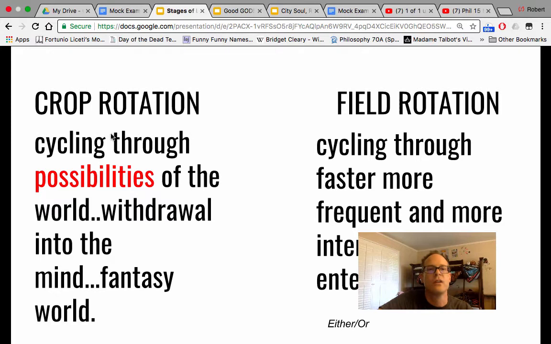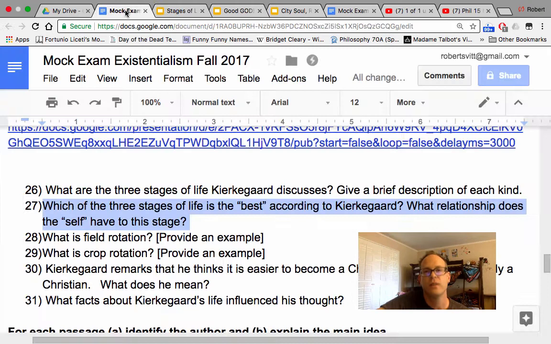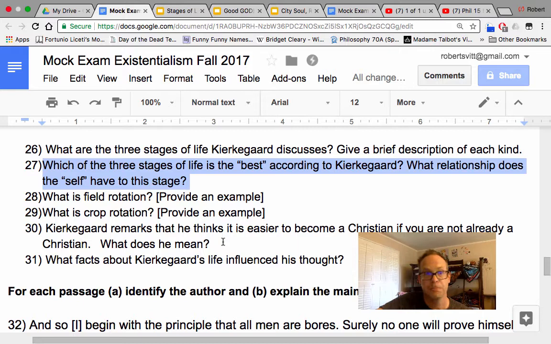Crop rotation is somebody who is just lost in the daydreams of the world. So you could come up with anyone you want for that. But the idea here is somebody is just living in a fantasy, right? They have no real understanding of what the world is like. They're not interacting with the world in any meaningful way, certainly not any authentic way.